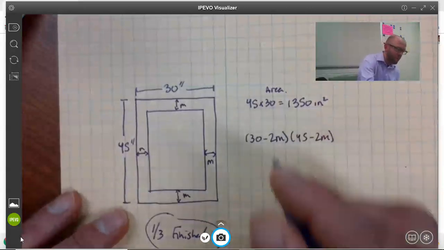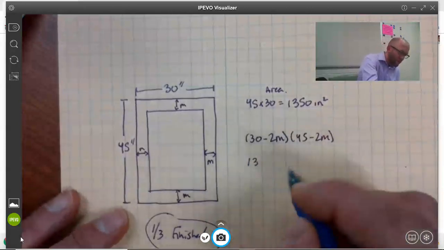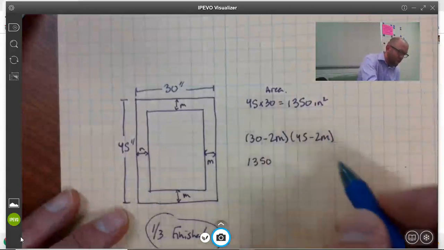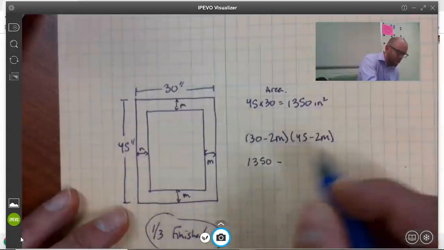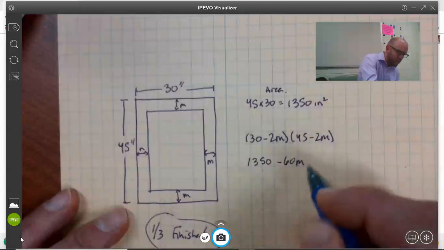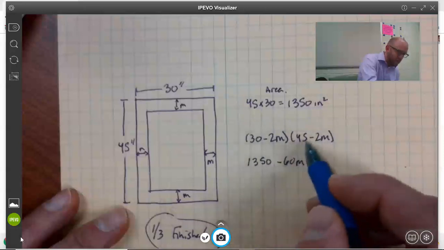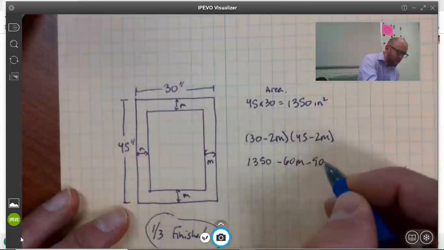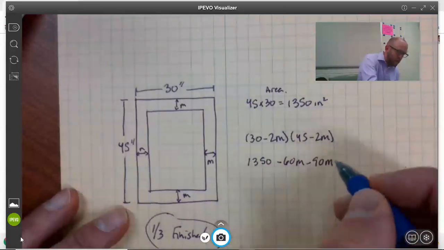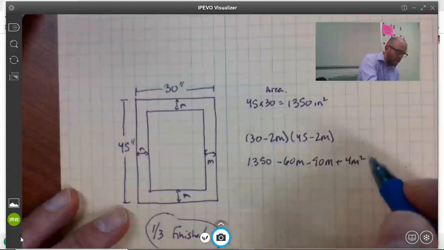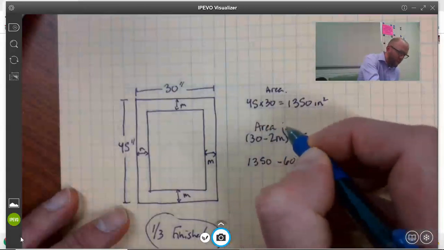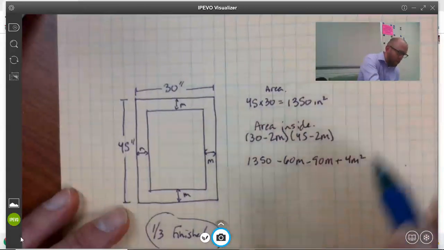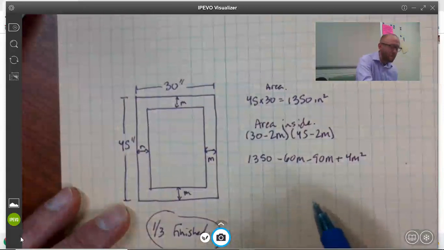So let's multiply that out. We get 1350, it's 30 times 45, minus 60M minus 90M plus 4M squared, and this is the area inside.